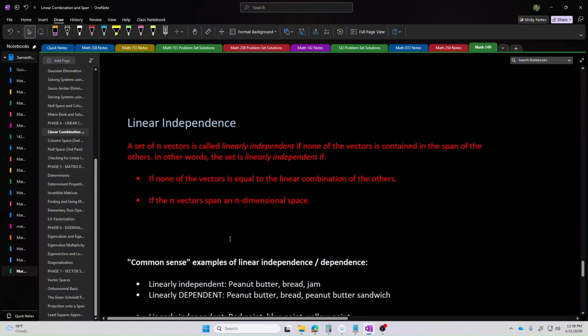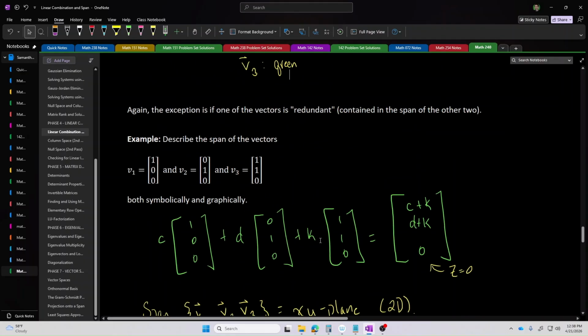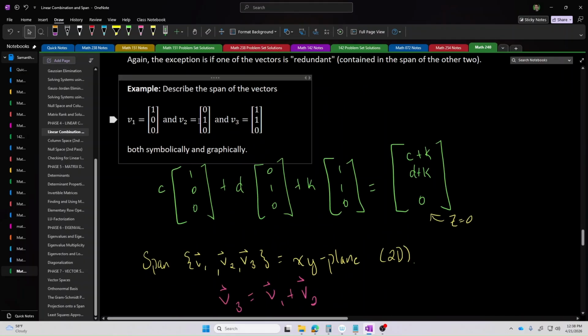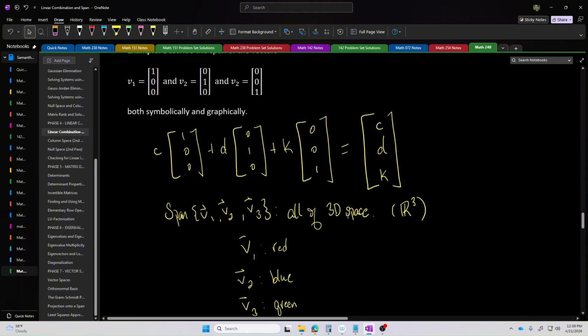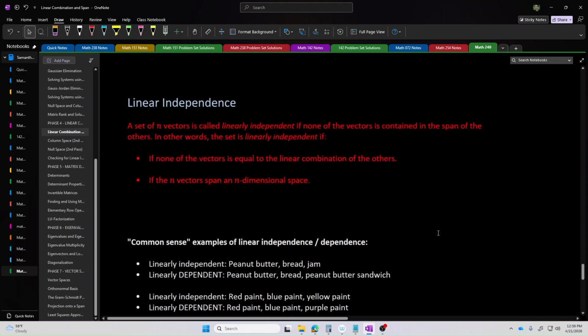We could also say that a set is linearly independent if you can put them together and span a full n-dimensional space. So in other words, this set of vectors was linearly dependent because although there were three vectors, it only spanned a two-dimensional space. But these vectors were linearly independent because there were three vectors and they spanned a three-dimensional space. So that's what that last phrasing, that last condition, is trying to capture.